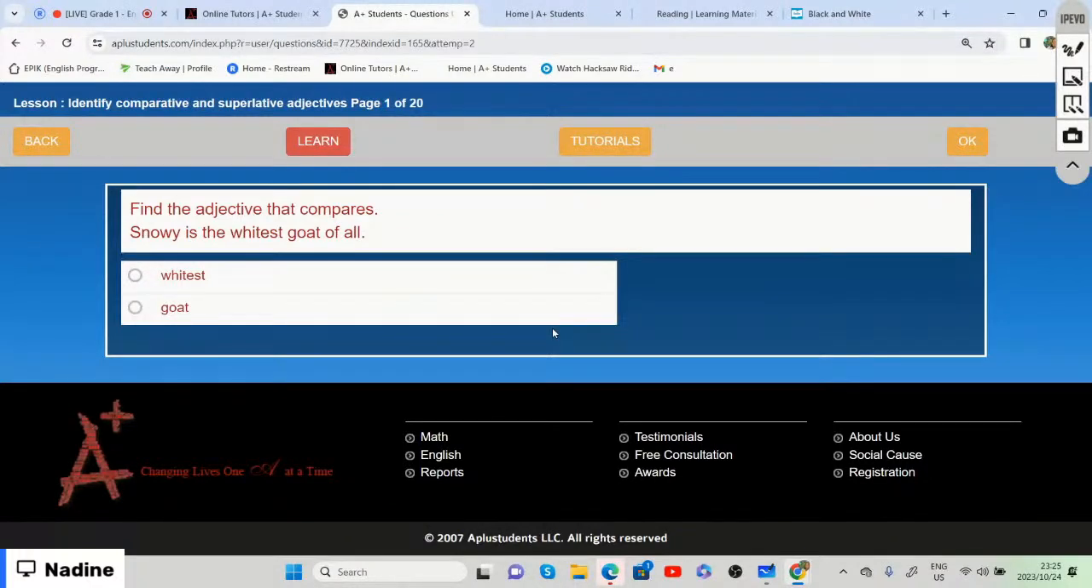So now we're going to find the adjective that compares. Snowy is the whitest goat of all. So we need to find the adjective that compares. Is it whitest or is it goat?